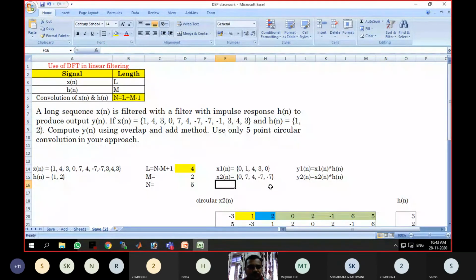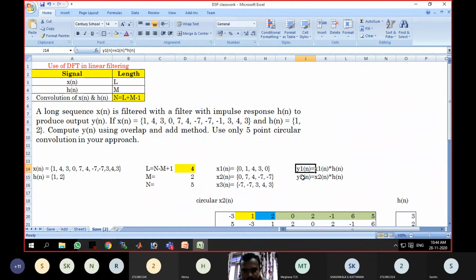Are there any elements left? Yes, in the given sequence elements are still there. So it is going to create another block, x3 of n, which is equal to the previous m minus 1 last elements, that is -7, then the remaining elements: -7, 3, 4, 3. So this ends the segmentation of the given x of n by using the overlap save method.